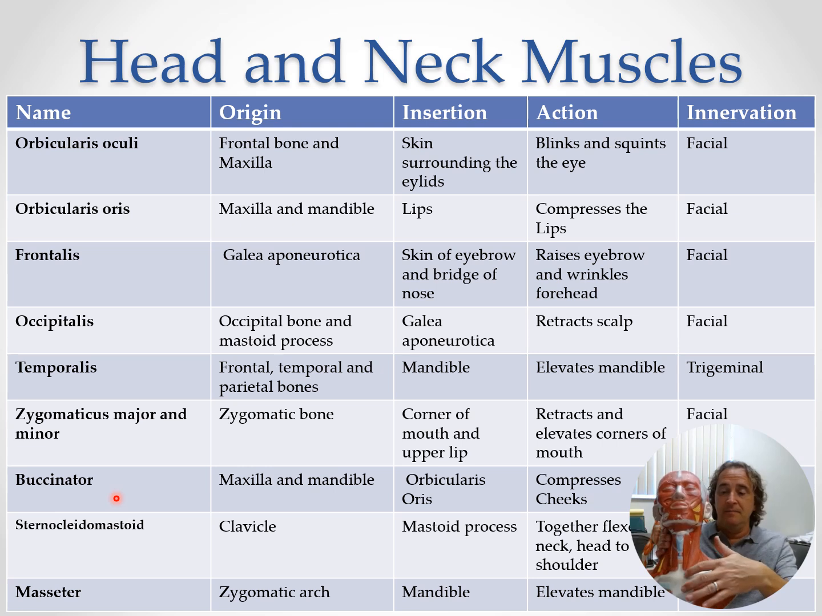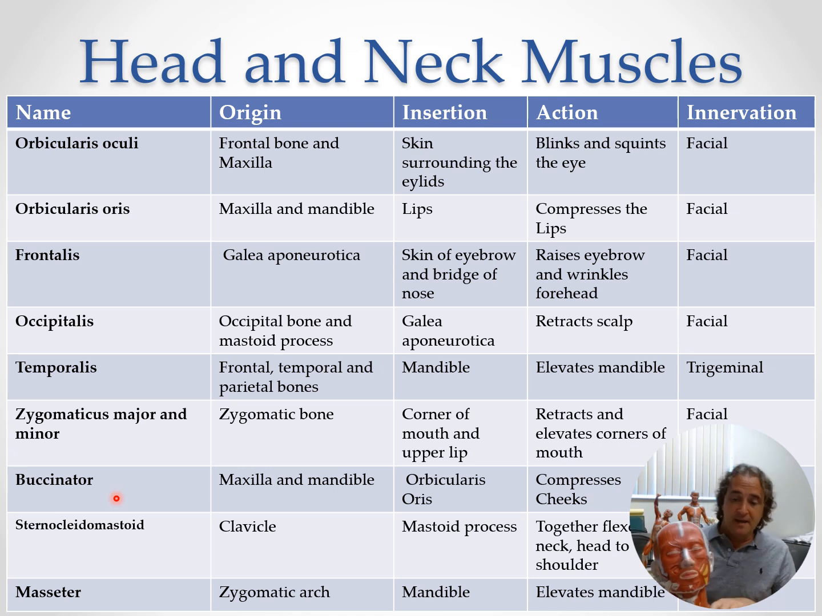Sternocleidomastoid is going to be from the sternum and clavicle going to the mastoid process. That's why it's called sternocleidomastoid. And masseter is very easy. It's the one that helps with mastication and chewing, and it's the one that goes from your zygomatic bone to your mandible. Which brings me to origins, insertions, actions, innervations.